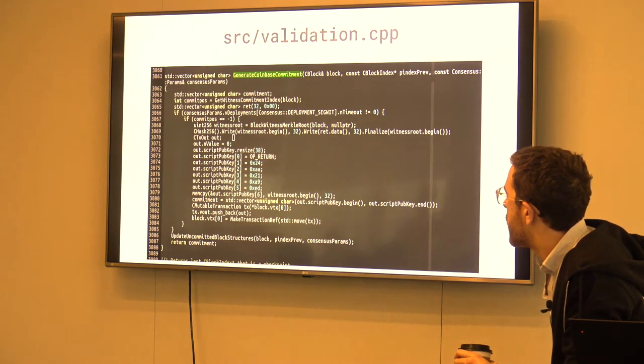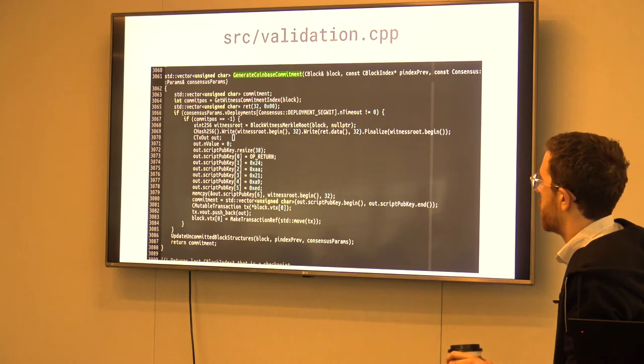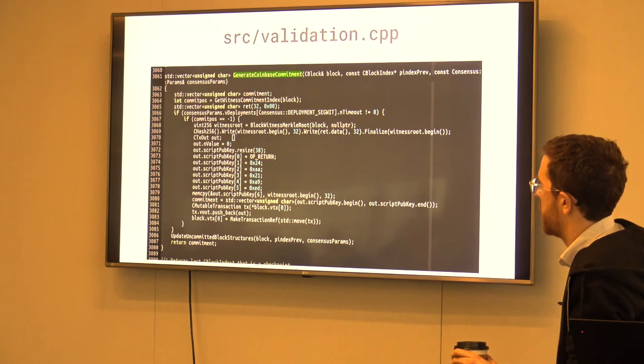And let's see, what is MakeTransaction? Yeah, I think that's going to be the first TX out, but elsewhere in the code, we don't assume that it's always the first TX out. This is just how we do it here.